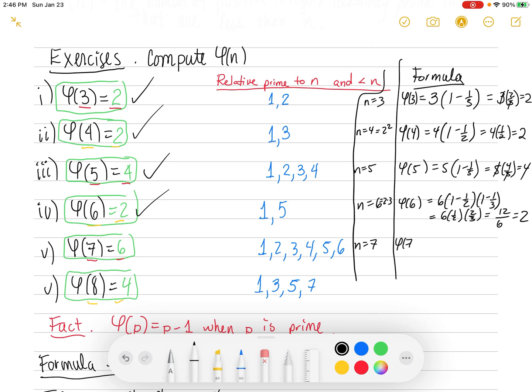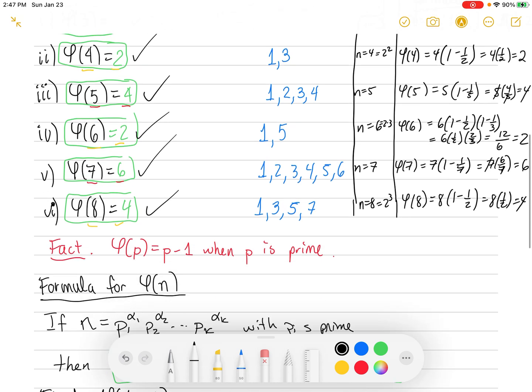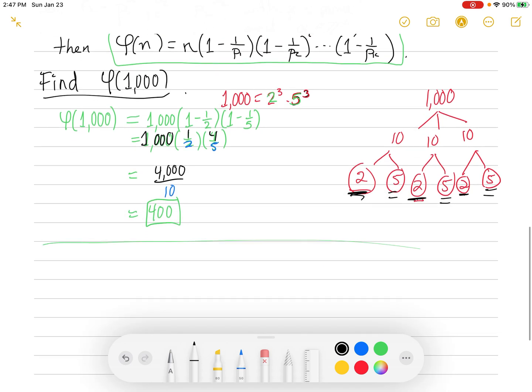Okay, and number 5, we have n equals 7. 7 is a prime already, so we don't need to factor it. Phi of 7 would be n, which is 7, times 1 minus 1 over our prime 7. In other words, 7 times 6 over 7. 7's cancel, you get a 6. Checks with number 5. Now let's do number 6, phi of 8. Remember, n is 8 here, which is actually 2 to the 3rd power. So phi of 8 is 8 times 1 minus 1 over our prime 2. So you got 8 times a half, which is 4. And that checks with number 6 right there.